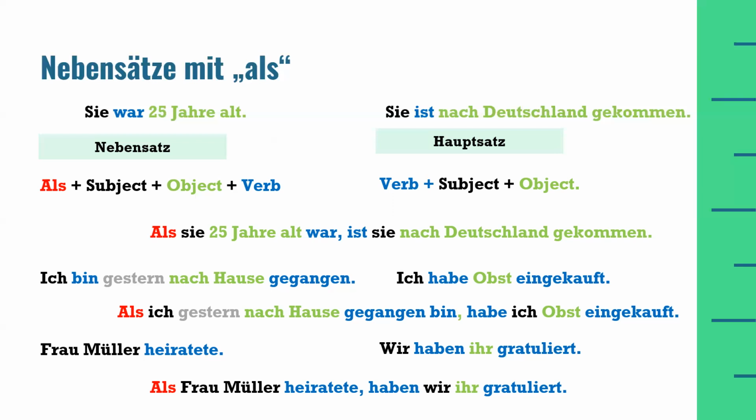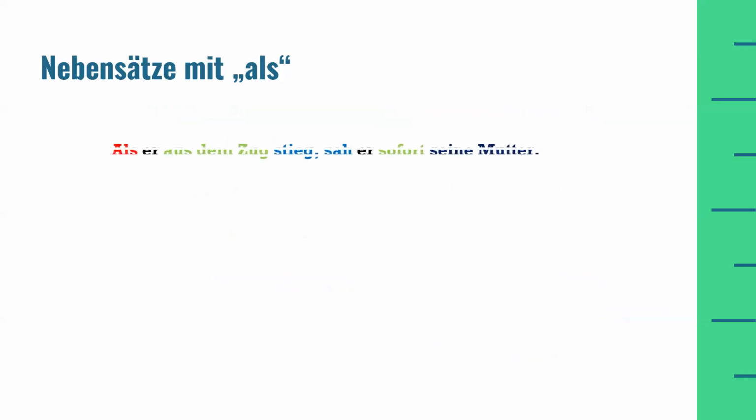Hauptsatz is again in perfect form, so we will use haben verb and we will conjugate it according to subject wir. That will be at the second place, and at the third place we have object, which is ihr. Now you have to tell me why the object here is ihr. Last position is for the verb gratulieren, and the participle zwei form of gratulieren is gratuliert. Now let's have a look at some other examples to understand it more.